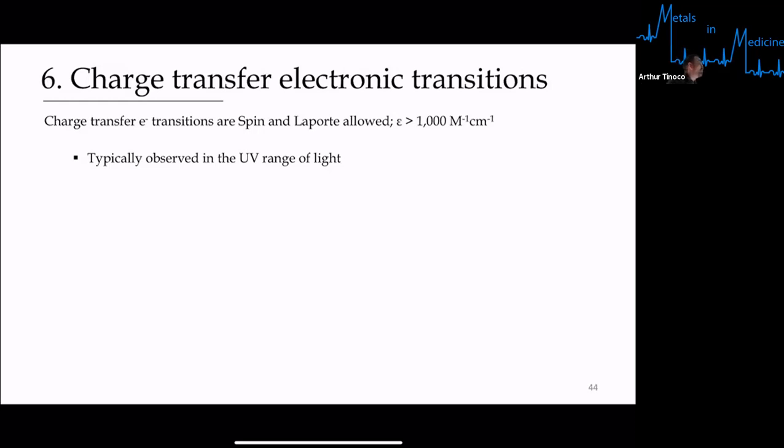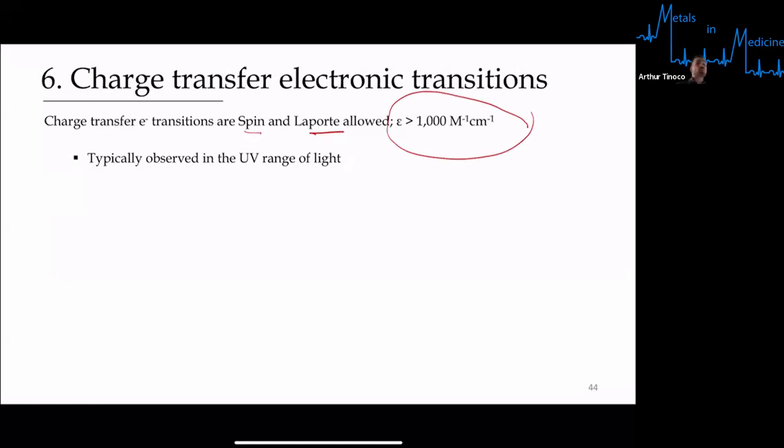All right, so let's focus on charge transfers in terms of the selection rules or the electronic rules. These type of transfers are actually both spin and Laporte allowed, okay? So they're spin and Laporte allowed, and as a consequence of that, their extinction coefficients are actually much higher, greater than 1,000 per molar per centimeter. Okay, so you can easily distinguish something that's charge transfer from something that is a d electron transition.